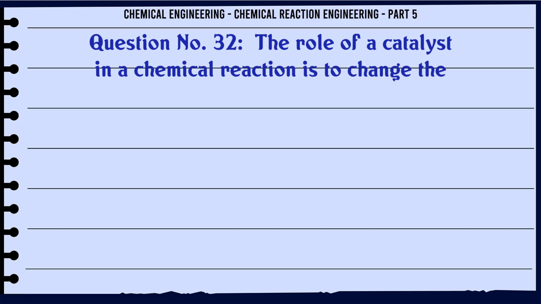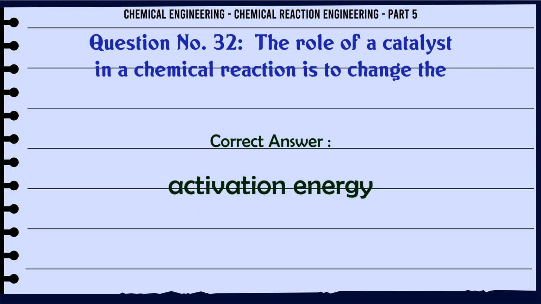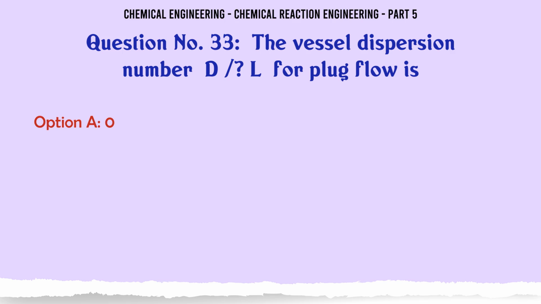The role of a catalyst in a chemical reaction is to change the A. Equilibrium constant. B. Activation energy. C. Final products. D. Heat of reaction. The correct answer is activation energy. The vessel dispersion number D/uL for plug flow is A. 0. B. 500. C. 750. D. ∞. The correct answer is 0.